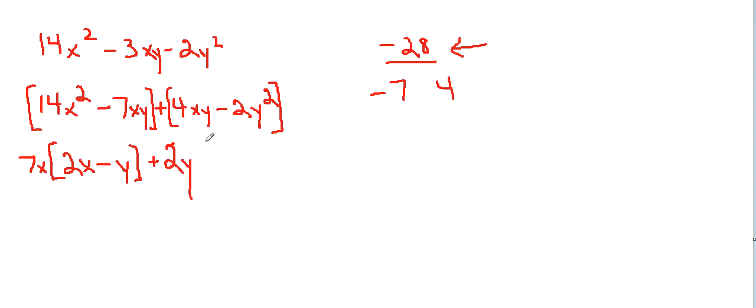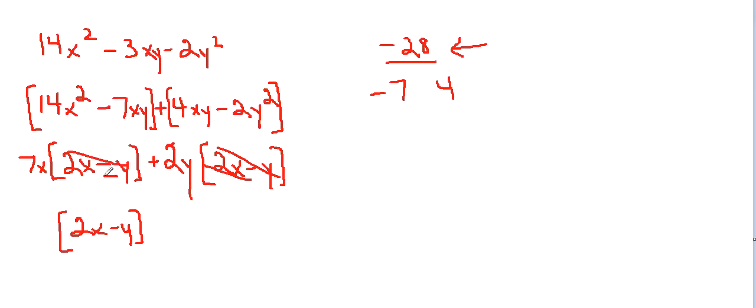So the y comes out, and what's left over when I divide back? 4 divided by 2 is 2. xy divided by y is x, minus 2y squared divided by 2y is y. Good. And I can see I got 2x minus y in both. So one of these I'm going to factor out. Right? And I factored it out. What's left over is 7x plus 2y.